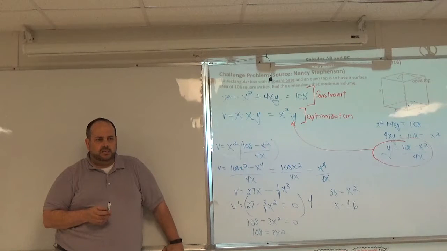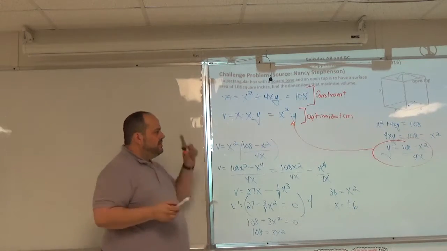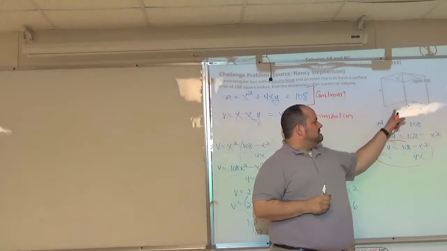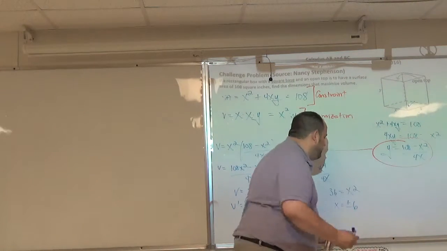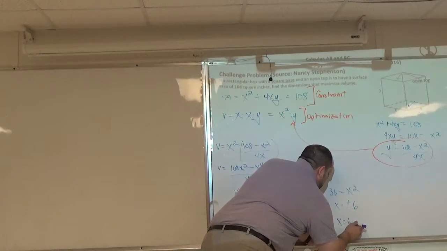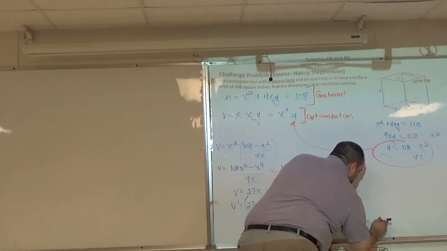So 2 candidates? Oh my god. No, one. Why? Can't have it. Think about the context here. x is supposed to represent the length of the box. Negative doesn't make any sense at all. So x equals 6 is the only candidate.